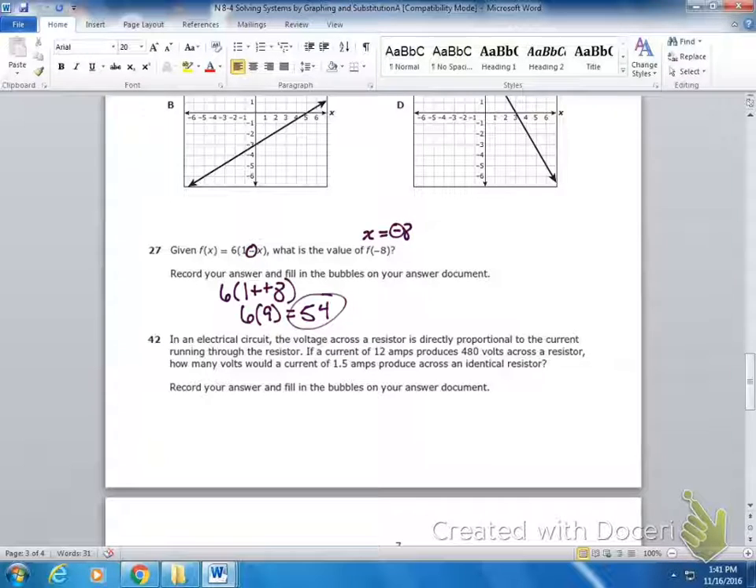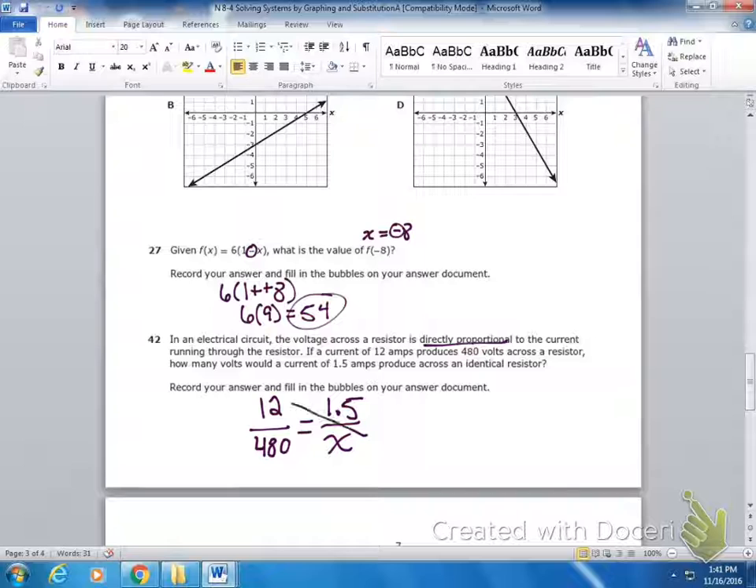Number 42 says, in an electrical circuit, the voltage across a resistor is directly proportional to the current running through the resistor. If a current of 12 amps produces 180 volts across a resistor, how many volts would a current of 1.5 amps produce across an identical resistor? Now, we can set this up a couple of ways, but I think the way y'all will be most comfortable is cross multiplication. I know that when I do 12 amps, I get 480 volts. And if these are directly proportional, that has to equal the ratio to the other one, like 1.5 amps over I don't know how much, okay?